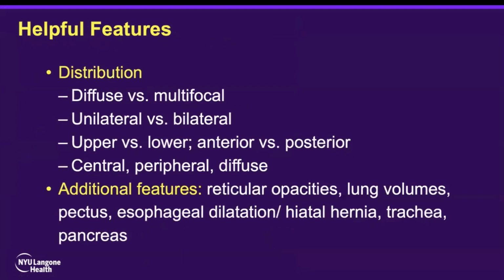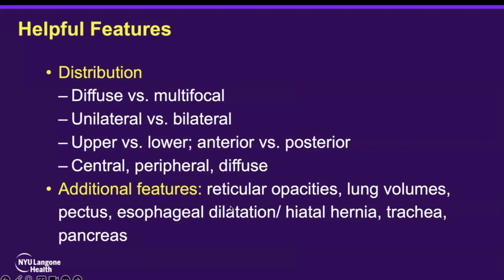Some helpful features to evaluate with interstitial lung disease and airways disease is whether the process is diffuse versus multifocal, unilateral versus bilateral, affects the upper as opposed to lower regions or anterior posterior, and we look to see if the process involves the central and the peripheral regions or both.